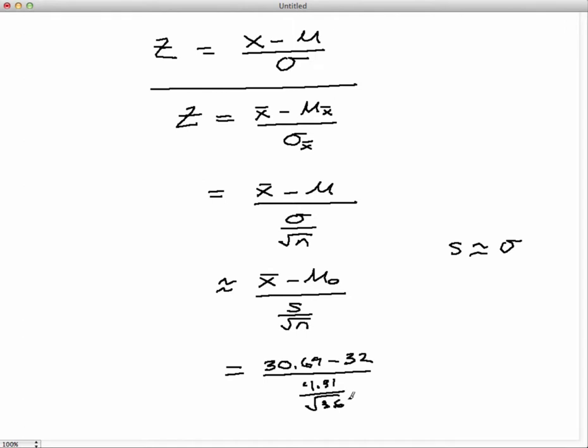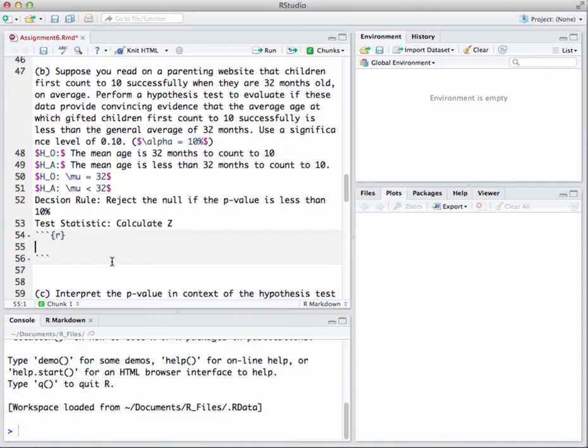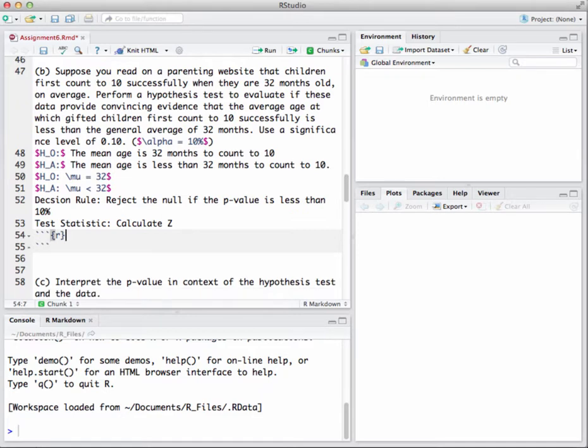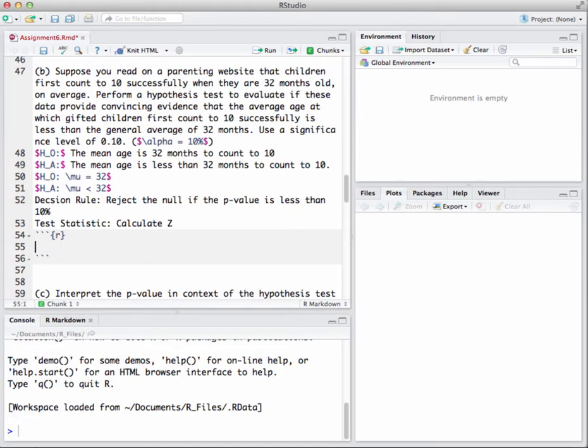Okay, cool. So that's going to be our test statistic, our value of z. So let's go back into RStudio and actually type that up in the chunk here. Actually, we don't need to put the z in there. Let's not bother putting in the z. We'll just have it echo directly.